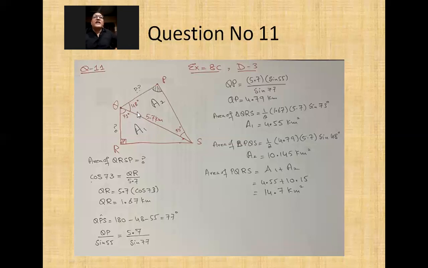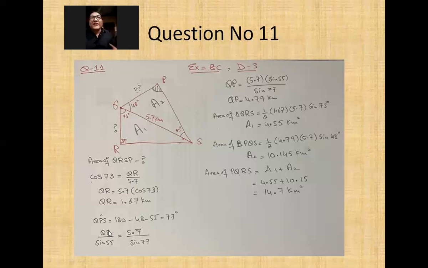In this triangle, I know this side, 5.7 kilometers. I know this angle, 48 degrees. I know this angle, that's 55 degrees. So I can find this angle very easily. This angle will be 180 minus 48 minus 55, and that will be 77 degrees. So now I know this angle. Opposite to this 77 degrees is 5.7 kilometers, and opposite to this 55 is the QP side. So let's find the QP side first, because I need that.